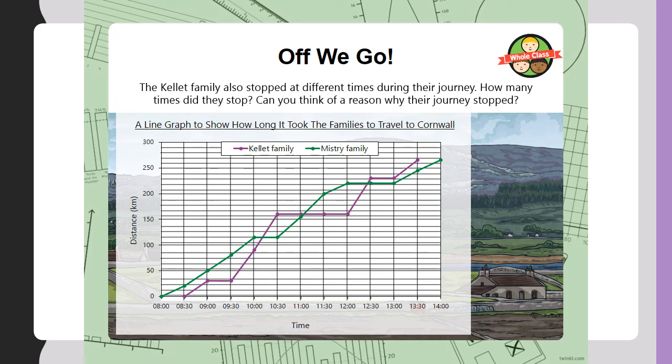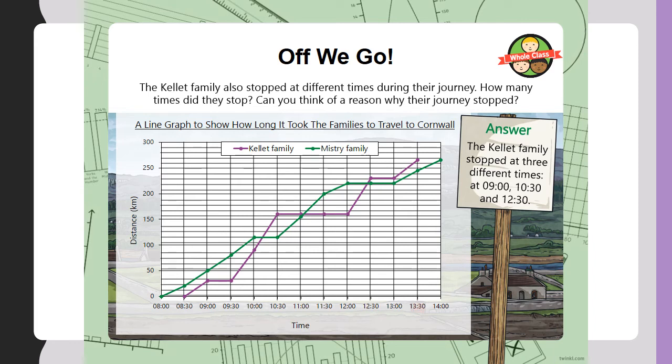When did they stop and how long for? Remember how we found the Mystery family, how we were able to identify when they stopped? We'll use that to help you with finding the Kellett family's. Excellent. So the Kellett family stopped at 3 different times. We can see they stopped at 9 a.m. or 9 o'clock and they didn't move again until 9:30. We can see they stopped at 10:30 and didn't move again until 12. And we can see that they stopped at 12:30 and didn't move again until 1 o'clock.